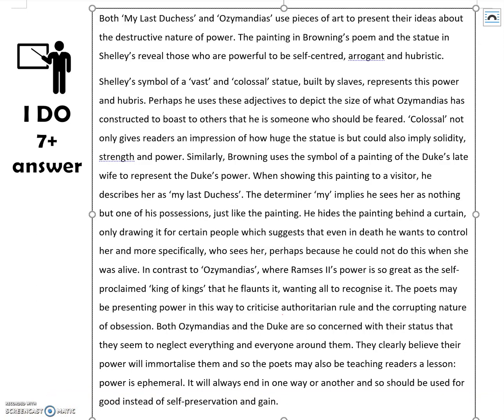and I would like you to either annotate or highlight what you think is the difference between this 7+ answer and the 5+ answer, which was on the previous page. Please do so now. Hope you've done that.